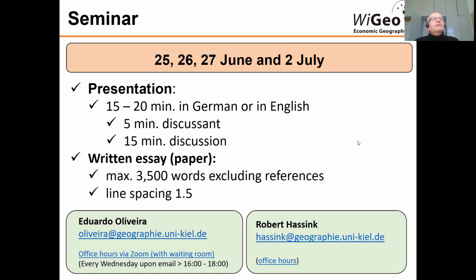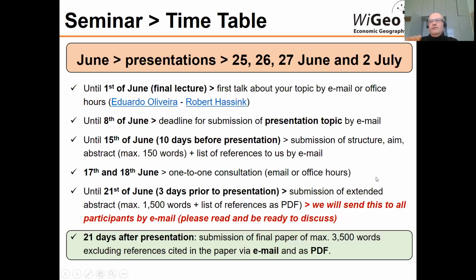Then you are expected to write a paper, which should be a maximum of about 3,500 words, excluding the references, Literaturverzeichnis. The references are extra, so to say, and don't count in these 3,500 words. We are flexible concerning the layout and the font and everything else. The only thing we ask is to use a line spacing of 1.5, so that there is enough space between the different lines.